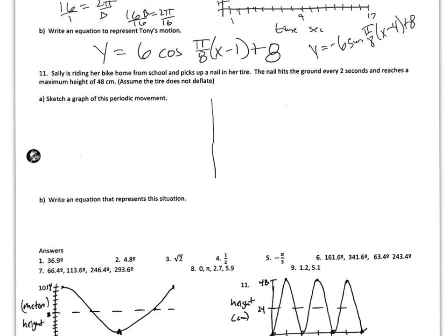All right, so sketch a graph of this periodic movement. It does not tell us how many periods to draw it for. I guess I'll draw it for 3. I have to go up to 48. This one has a lot less details because the nail gets picked up on the ground. And so every 2 seconds, the tire's on the ground. So that means that every odd number is up high at 48. This again is time measured in seconds. This is the height of the nail, and that's measured in centimeters.